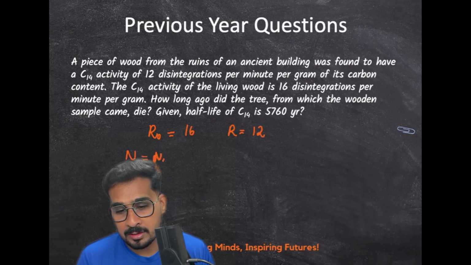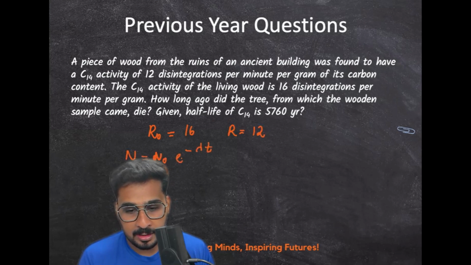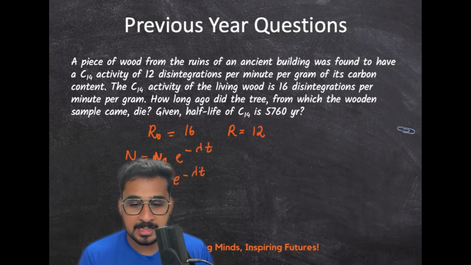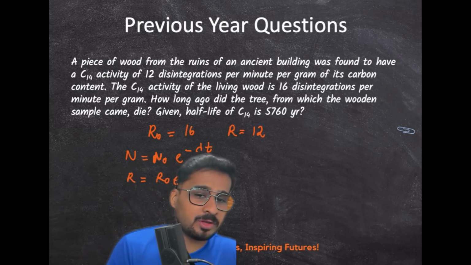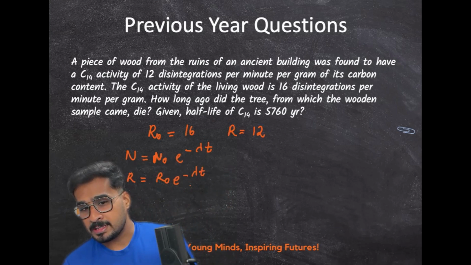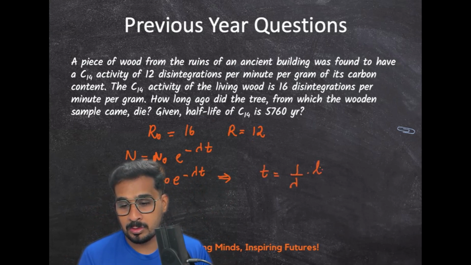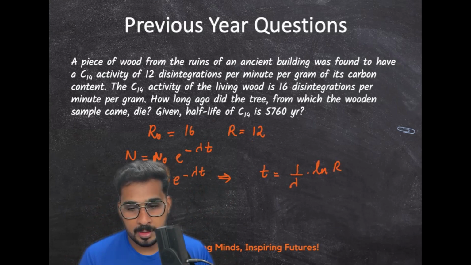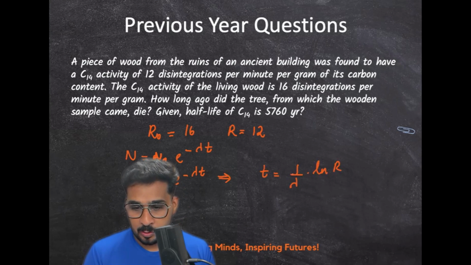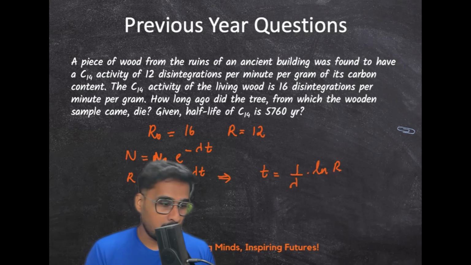Similar to the formula N is equal to N naught into e power minus lambda t, we have the formula R is equal to R naught into e power minus lambda t, obtained by differentiating with respect to time. If we apply log on both sides and interchange, we can directly write t is equal to 1 by lambda into ln of R naught by R.